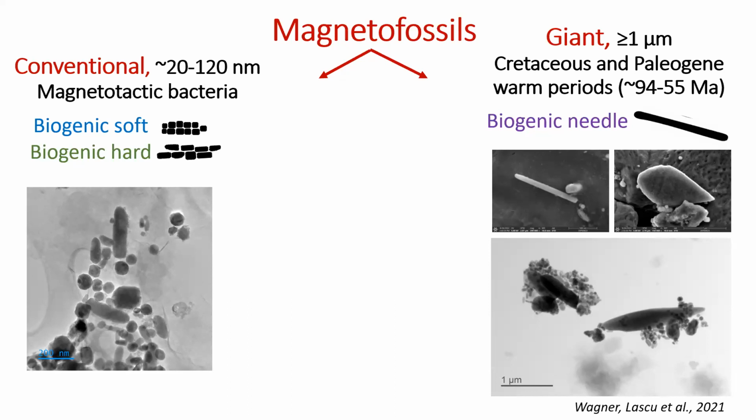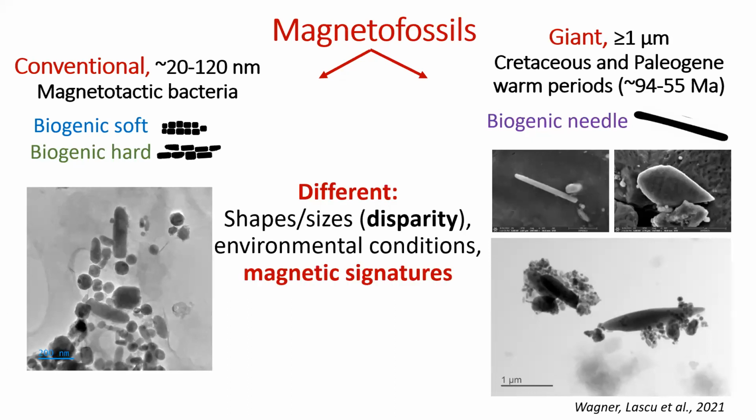But there are also different shapes and sizes, or disparity, of giant magnetofossils. So we also have spearheads on the top right here. We have giant bullets, and we have spindles. Now, what I want you to take away from all this is we have, again, all these different shapes and sizes, or magnetofossil disparity, and they can roughly correlate to different environmental conditions.